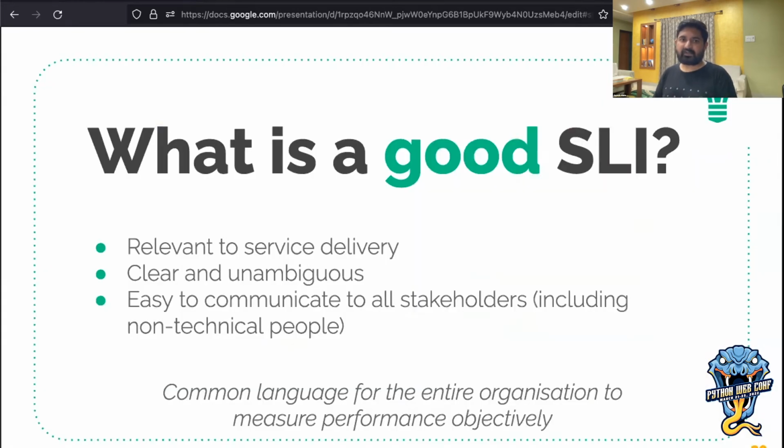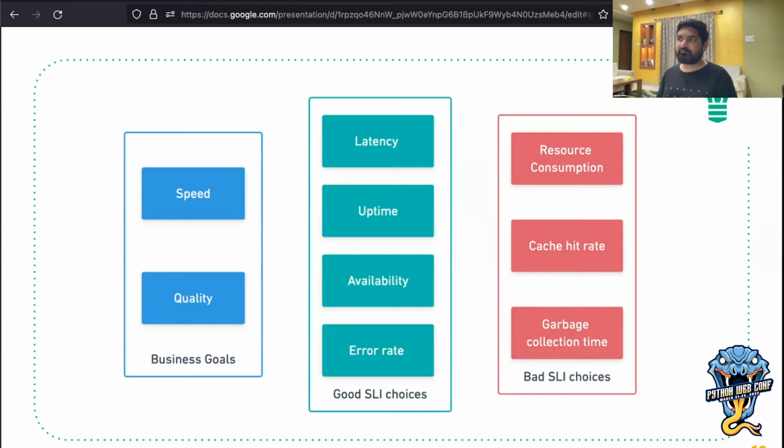So what is a good SLI? A good SLI is very relevant to your service delivery, and it's very clear and unambiguous. What do I mean when I say clear and unambiguous? Let's go back to the previous slide. If I say the resource consumption for this particular service which I'm managing is closer to 93%, a business person comes to me and says, dude, this is not working well, what's happening here? And I say, hey, the resource consumption for this particular pod has gone from 50% to 93%, and that's why everything is really breaking at this moment.